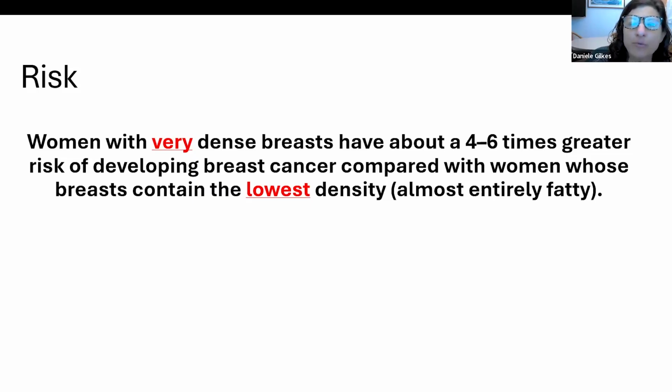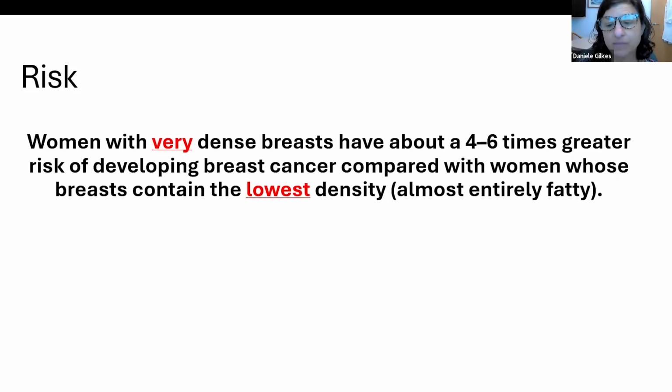So yes, higher breast density is one of the strongest independent risk factors for breast cancer, but that's for women with extremely dense breasts. They have about a 4 to 6 times greater risk of developing breast cancer compared with those women whose breast contains mostly fat. And this is true even after you adjust for age and body mass index. So dense tissue, in addition to that, also makes it harder to detect cancers on mammograms, which could lead to later stage diagnoses.